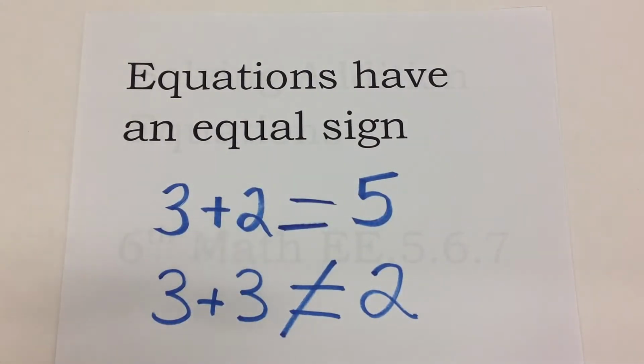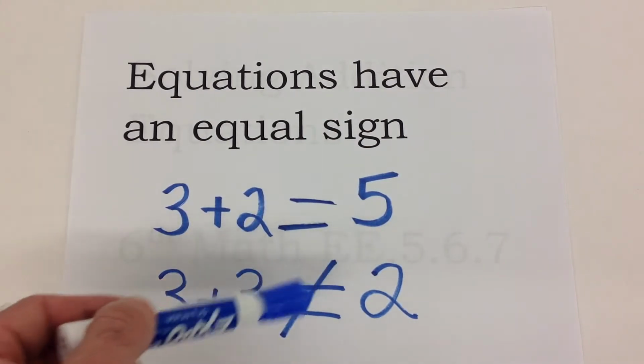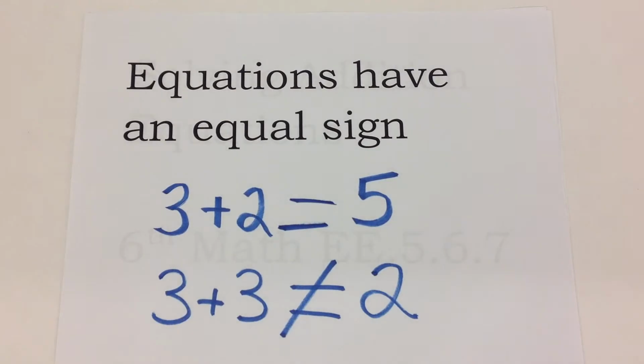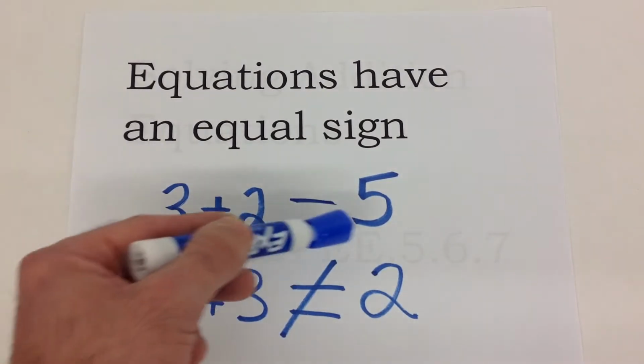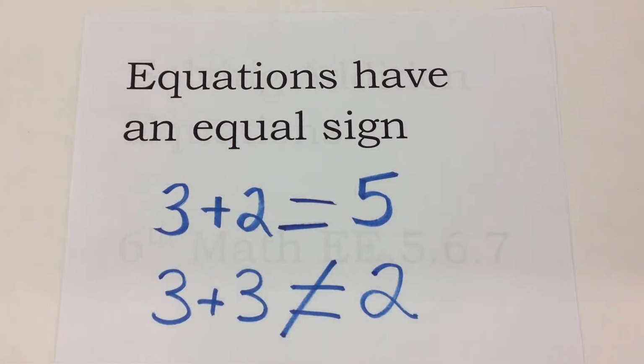Now if it didn't equal, let's say for example 3 plus 3, we know 3 plus 3 is 6. It does not equal 2. So this sign right here, this is the not equal sign. Just put a slash through the equal sign.